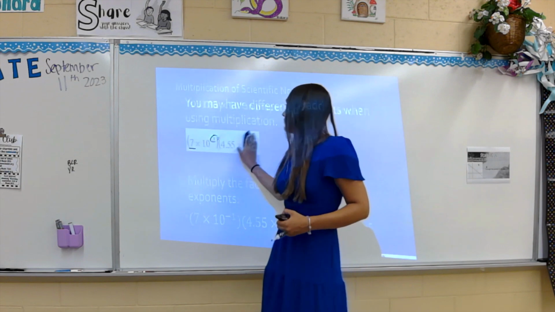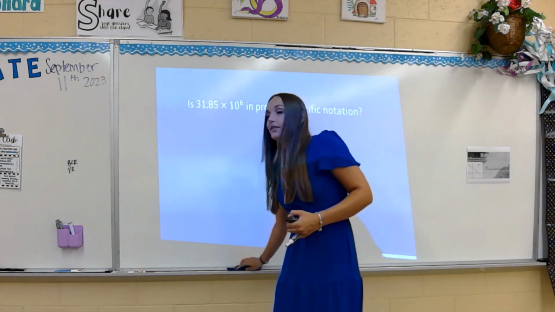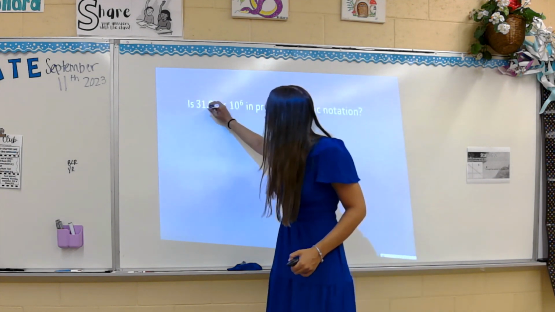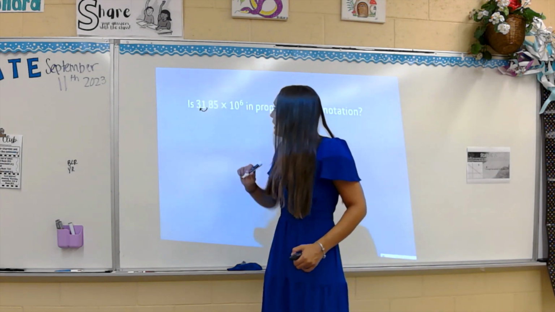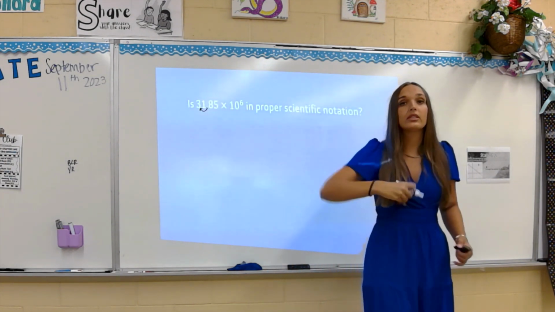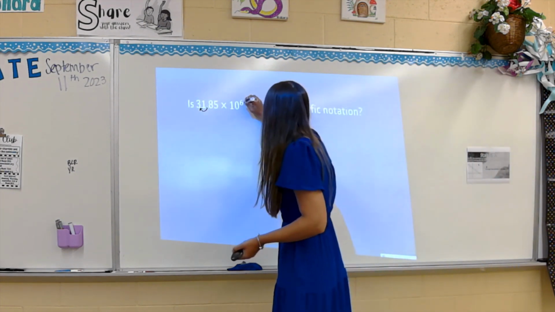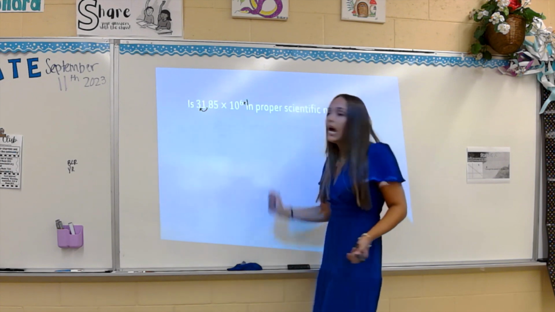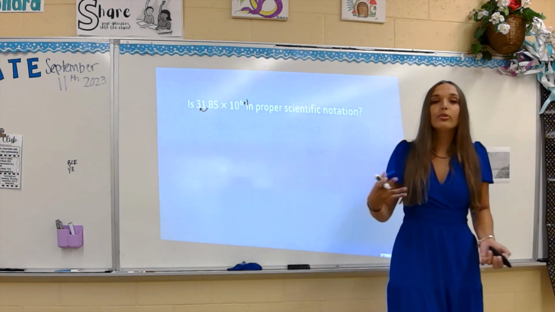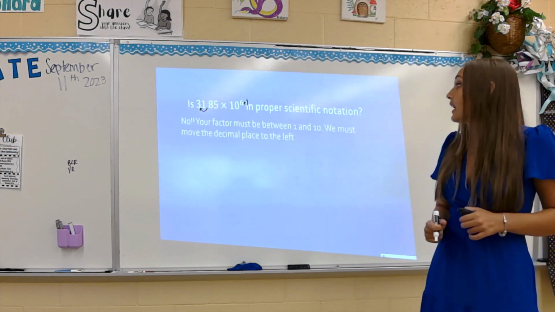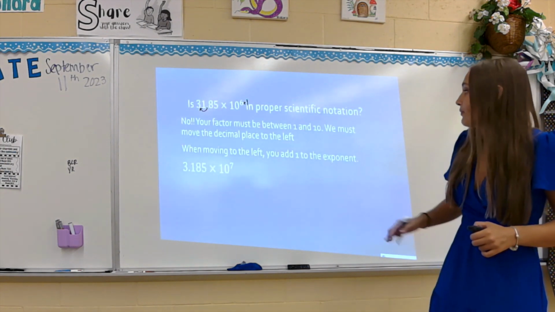So let's look up here. It is not in proper scientific notation. So to be able to do that, I am going to move my decimal place to the left. And when I move my decimal place to the left, we have to add 1 to the exponent. That's our rule. Moving to the left, add 1. So our new answer becomes 3.185 times 10 to the 7th power.